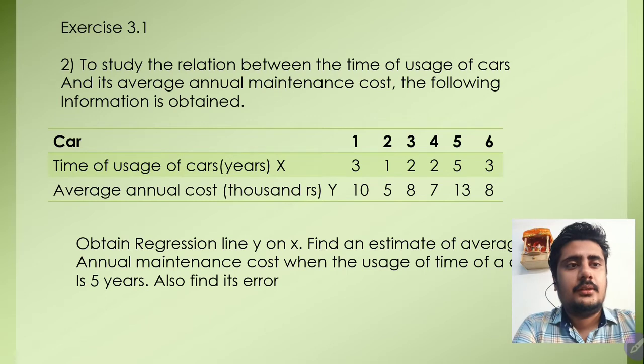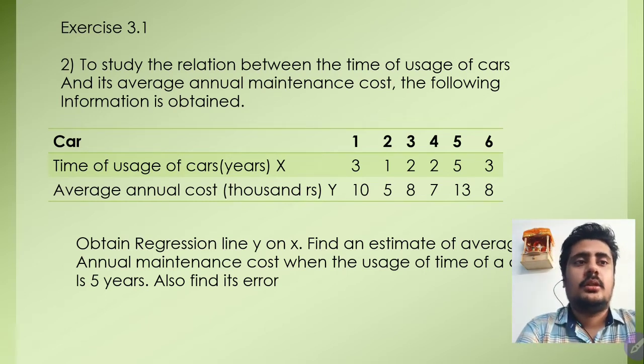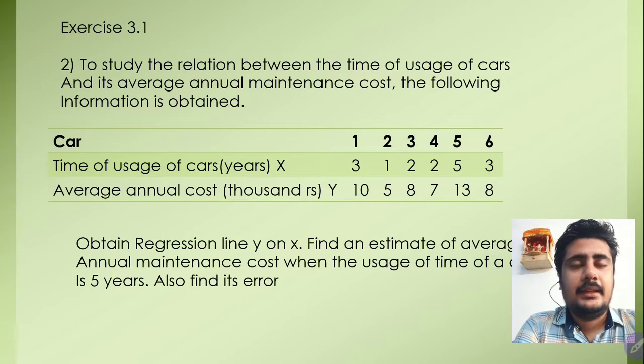In last lecture we have started chapter number 3, that is linear regression, and in that we have studied regression line y on x. What was regression line y on x? There were 3 steps in that formula. You remember all the 3 steps? Step 1 was to find b. Okay, how do you find b?